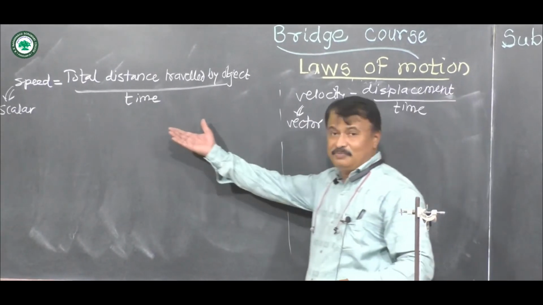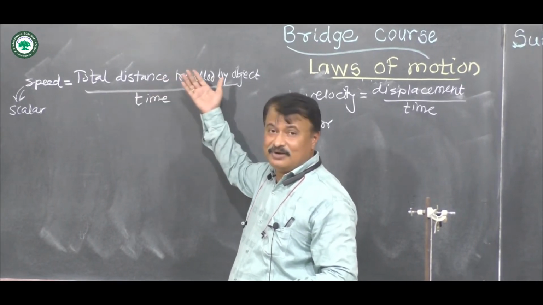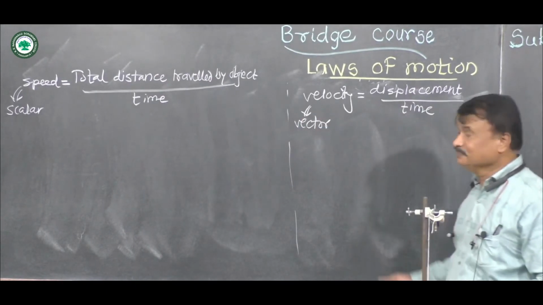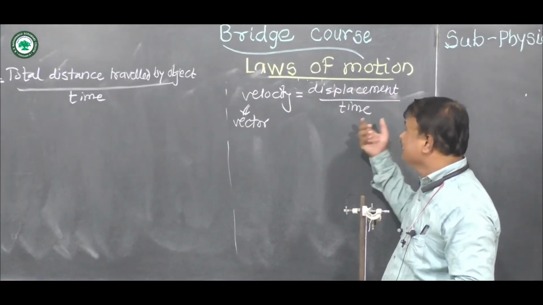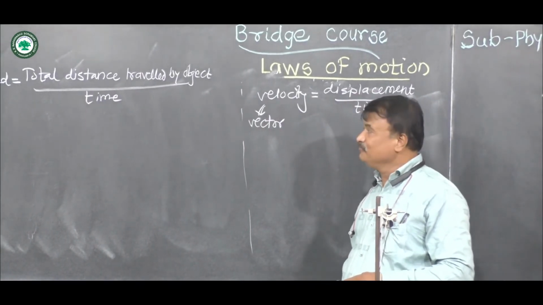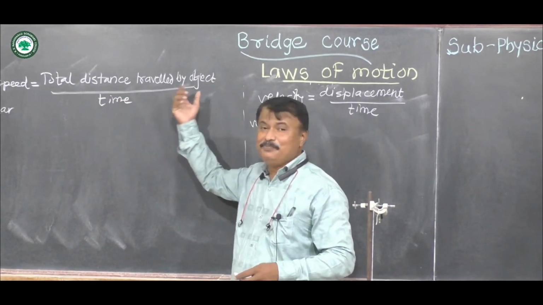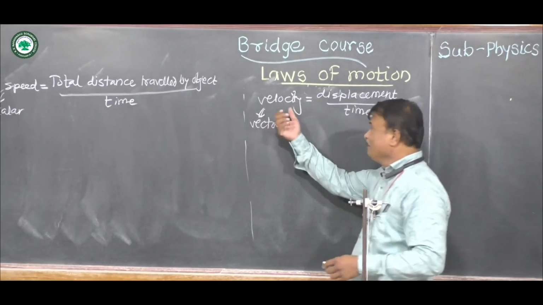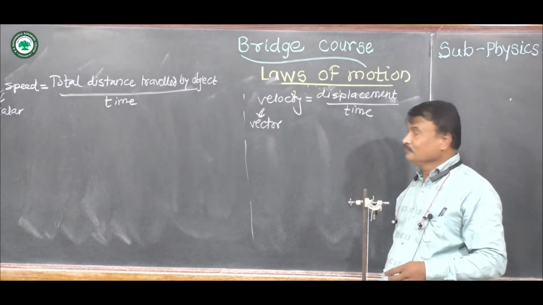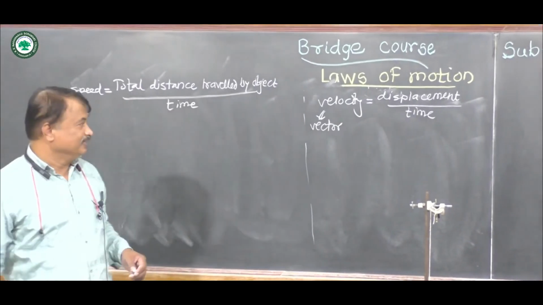So from these formulas, we can say what is speed? Speed is the total distance traveled by a body per unit time. And what is velocity? Velocity is the displacement per unit time. With the help of these formulas, we can define speed and velocity. Speed means the total distance traveled by a body per unit time. At the same time, velocity is displacement per unit time. Velocity is a vector and speed is a scalar quantity.